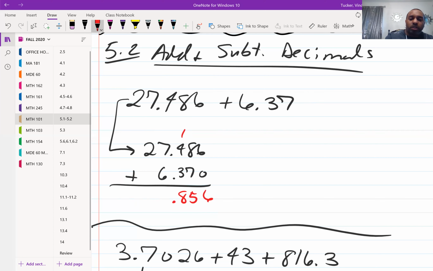And your decimal, once again, should line up. Then 7 plus 6 is 13. Carry your 1. 1 plus 2 is 3. And that will be your answer. All right, any questions?